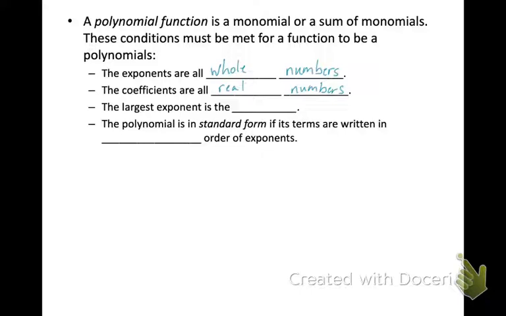The largest exponent is the degree of that function. And then the polynomial is in standard form if its terms are written in descending order of the exponents. But just to review, the two criteria for a function to be a polynomial are that the exponents are whole numbers and the coefficients are real numbers.